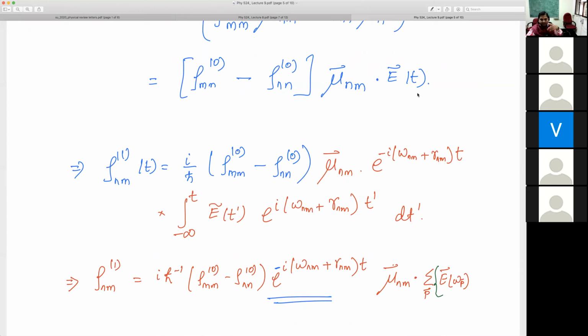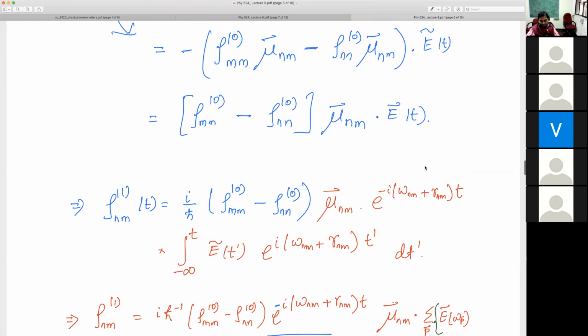Yeah, without even writing the full form of E(t) for now, let's say, right? So then I am just having this equation, which is rho nm1(t) is equal to i/ħ times this difference of population times mu nm dot this quantity, which had a t time dependence, so it can come out of the integral, times this t prime integral, which has E tilde(t prime), times this e to the power i(omega nm plus gamma nm) t prime.